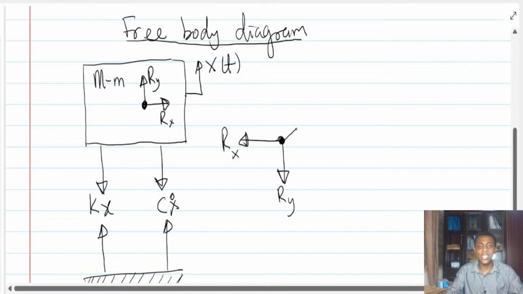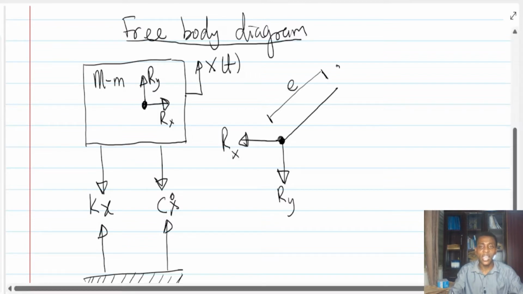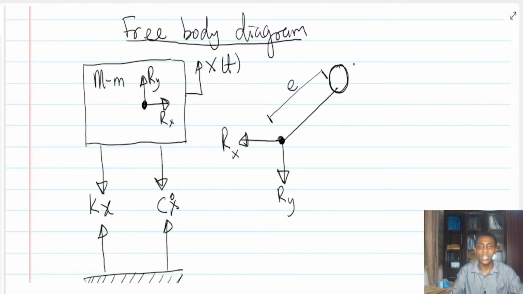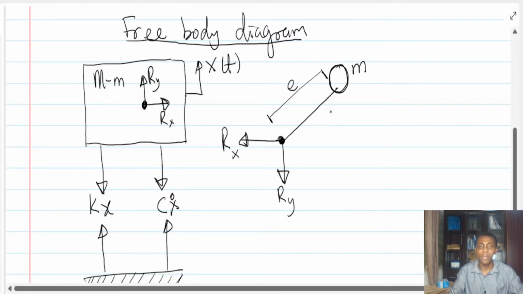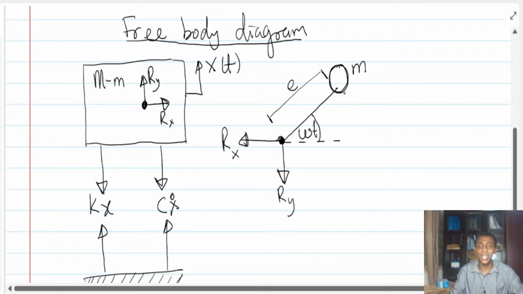Now over here, watch this. We are saying that there is this eccentricity, the distance along the axis of the shaft, and this distance we are calling the eccentricity. And then we have attached a mass here, which is small m. Now what we are trying to say is that there is an angle here, which is omega t. And this angle omega t here, I want to ask you a question. Watch this.